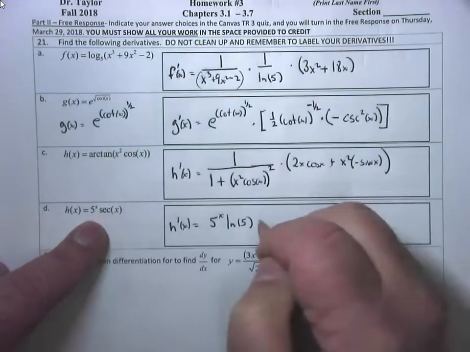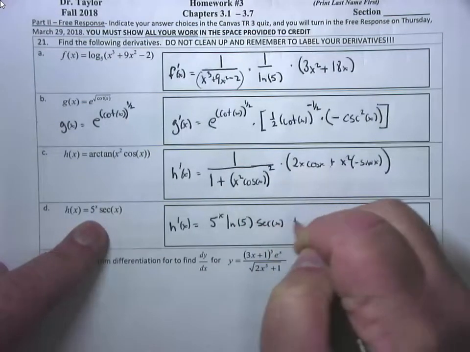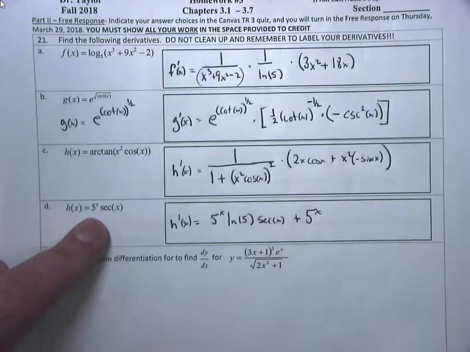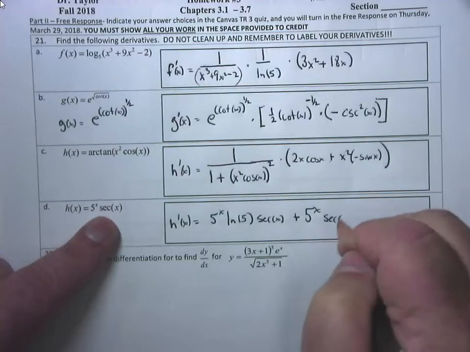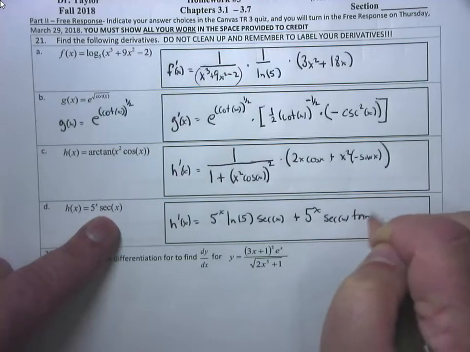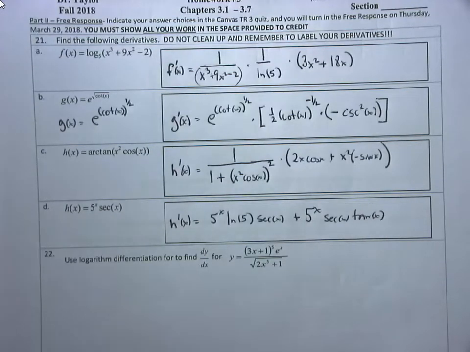Derivative of the first times the second, secant of x, plus the first, 5 to the x, times derivative of the second. What's derivative of secant of x? What is it? Secant of x, tangent of x. So secant of x times tangent of x. And there's my answer.